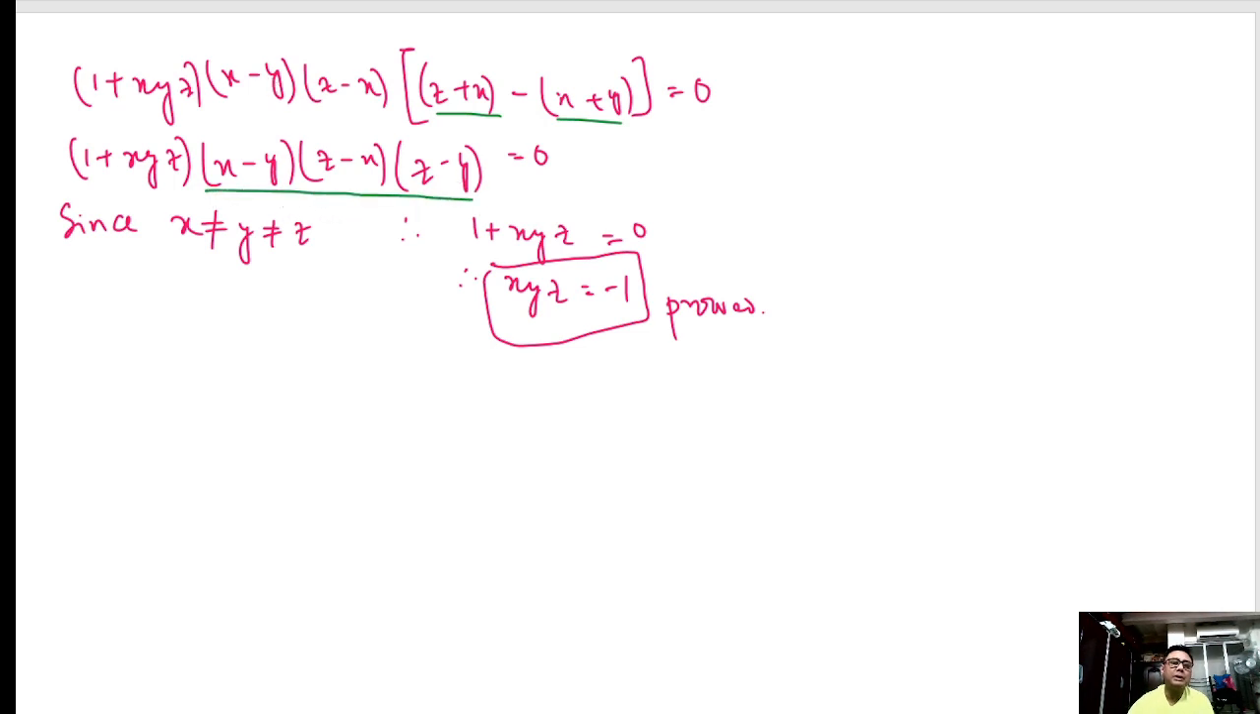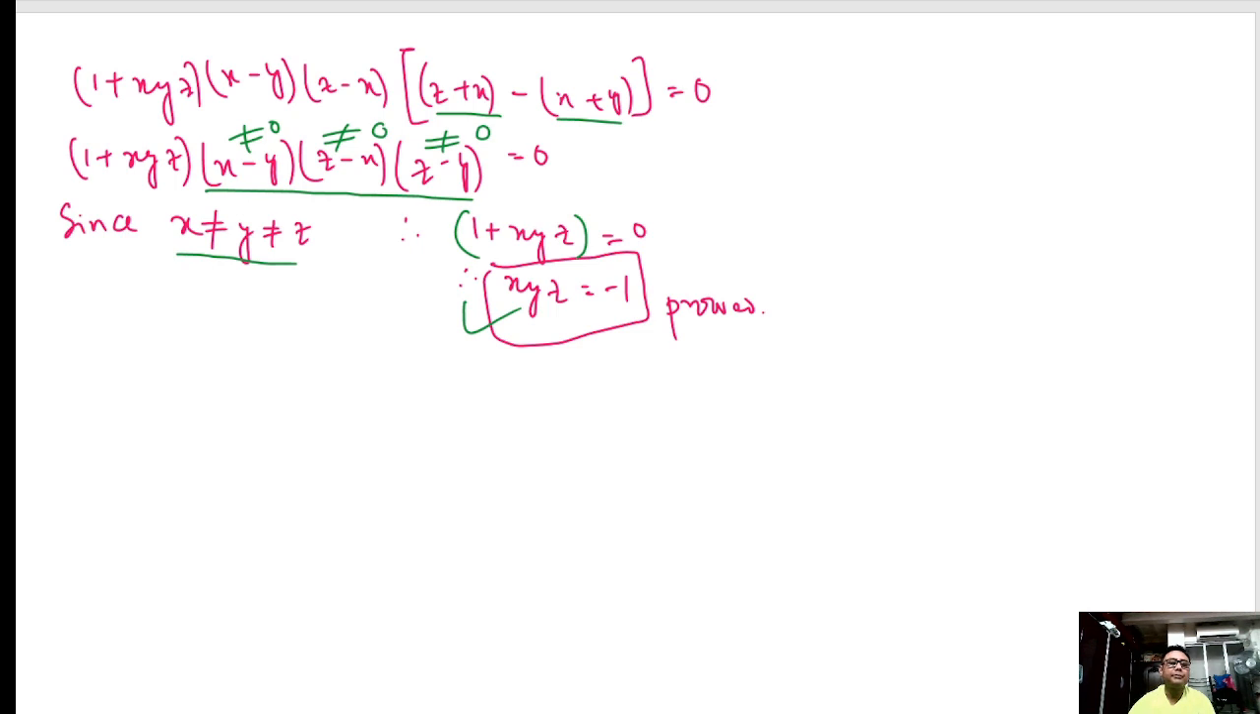Now please watch one thing. We have already declared that X is not equal to Y, not equal to this. So this will not be equal to 0. This will not be equal to 0. This will not be equal to 0. So to make the equation 0, only this has to be 0. That means X, Y, Z is equal to minus 1. Clear? This is how we solve the sum.